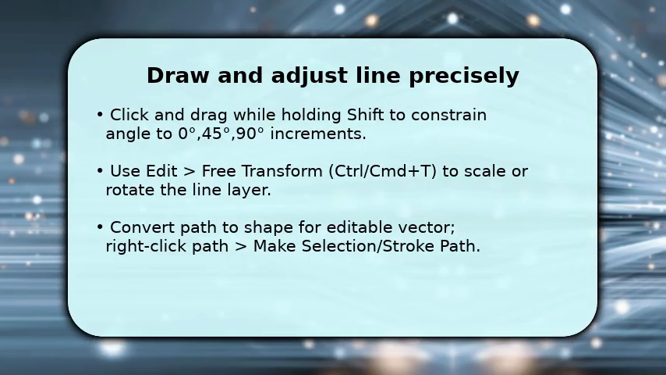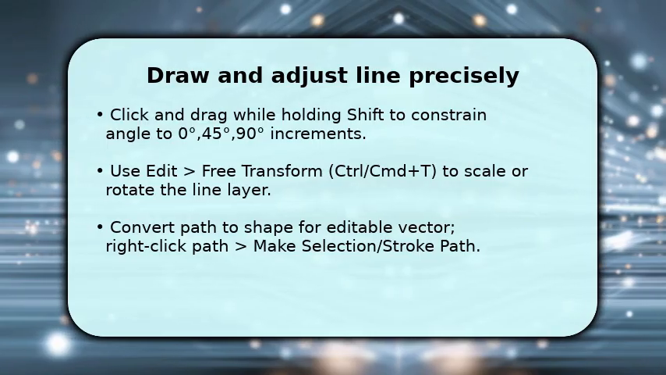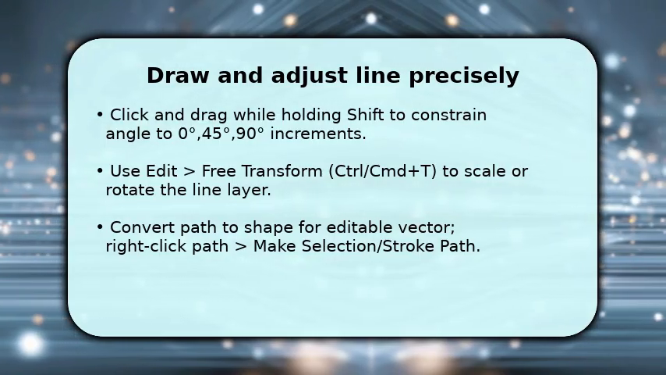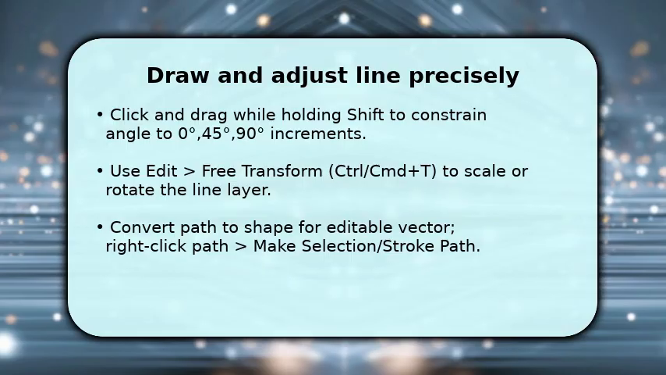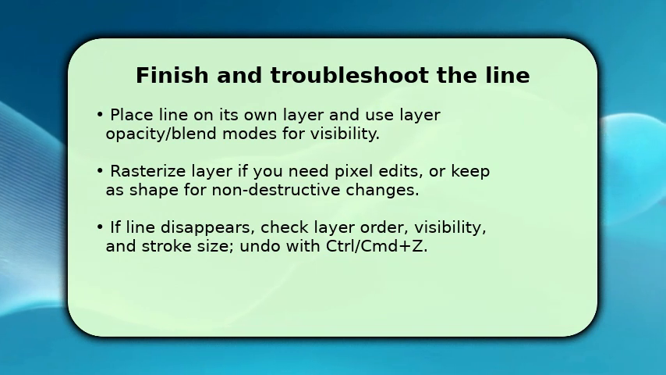If you want an editable vector, convert the path into a shape or stroke it into pixels. Because vectors keep crisp edges when resizing, this helps maintain quality. To finish, keep the line on its own layer so you can adjust opacity, blend mode, or mask it independently.